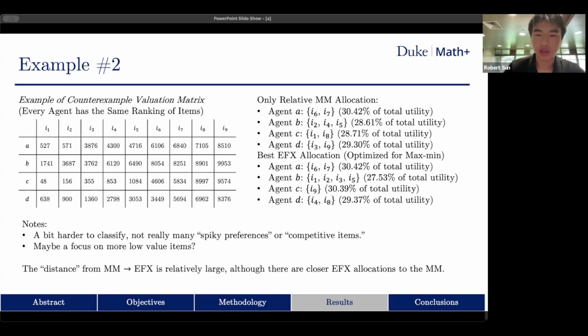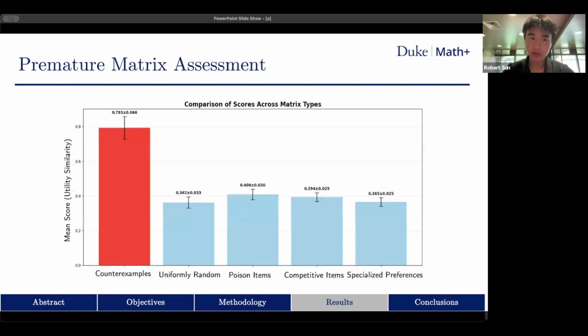It's also a little weird to look at the MM allocation and the best EFX allocation in this case because there's no real clear way to go from one to the other, although they share some similarities. But with that said, we've done more research, and it's not shown here, but there are EFX allocations that are a lot closer to the MM allocation, usually within one or two swaps.